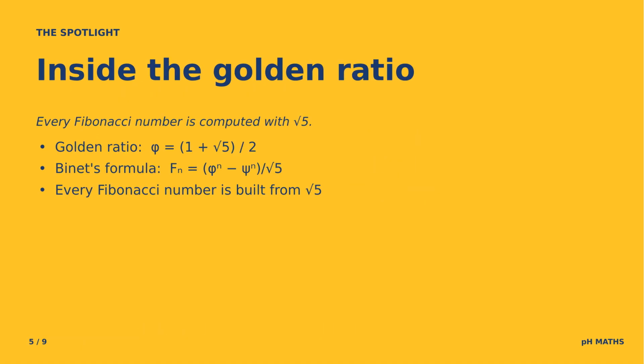Inside the golden ratio. The golden ratio, written phi, equals 1 plus root 5, all divided by 2. That's roughly 1.618. Every Fibonacci style calculation uses phi, and phi is built directly out of root 5. Binet's formula, the closed form expression for the nth Fibonacci number, uses root 5 in both the numerator and the denominator, so every Fibonacci number ultimately runs through root 5.